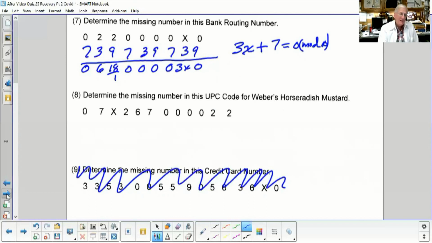Well, let's see. What number times 3 ends in a 3? Wouldn't it just be 1? So let's try that out. If x is equal to 1, I get 3, I add 7 to it, I get 10. Oh, you know what? I made a mistake. I can see it already. You know why I could see my mistake? Because I know this bank routing number.